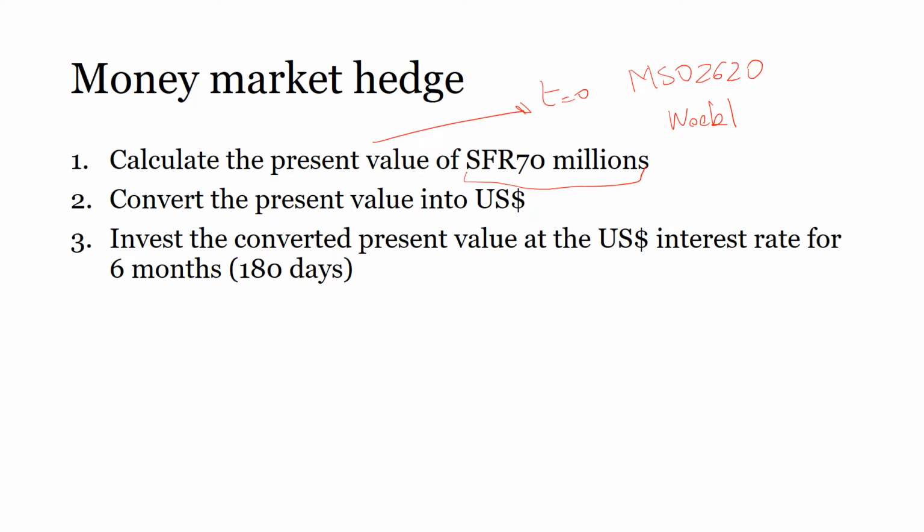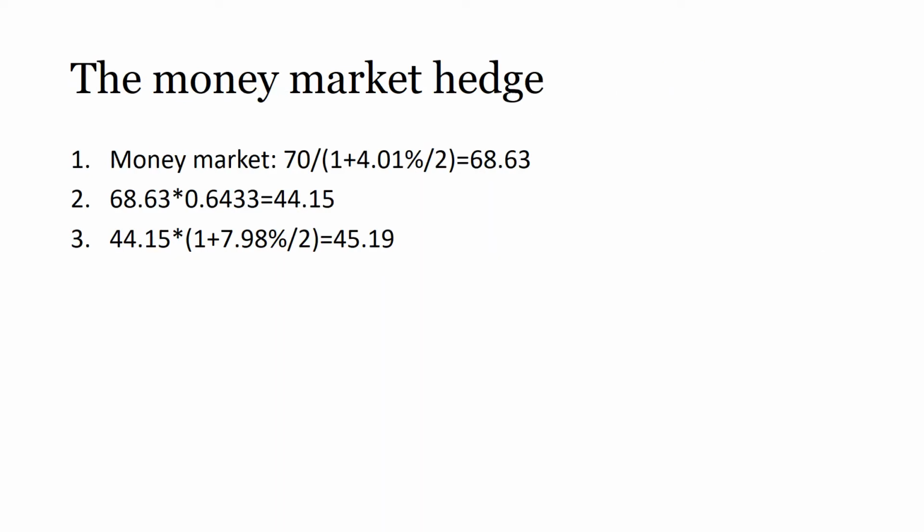So you calculate the present value of the 70 millions, you convert into US dollars, still at time 0, and you invest at the US interest rate because you have US dollars now, and in 6 months you're going to receive some money. The calculations for that is step 1, present value, yeah, convert into dollars, step 2, and invest, step 3. Okay, fine.